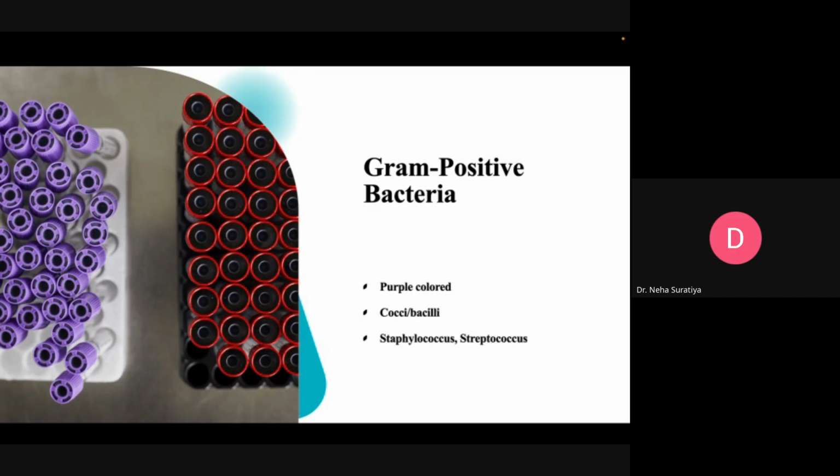But this is the duty of microbiologists to interpret. That's the reason I have not included these examples in the slide, but for your understanding, I'm just elaborating. At your level, just understand gram positive bacteria appear purple. Examples are cocci and bacilli: staphylococcus, streptococcus. Cocci in cluster is staphylococcus. Cocci in chain is streptococcus or enterococcus. And bacillus is always rod shaped.